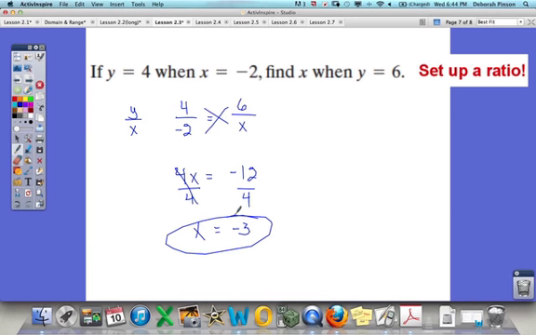Alright, so that's direct variation, short and sweet and to the point.